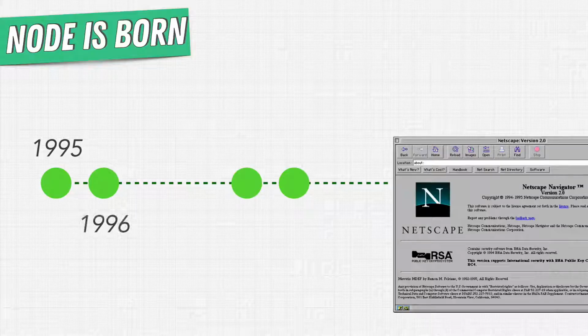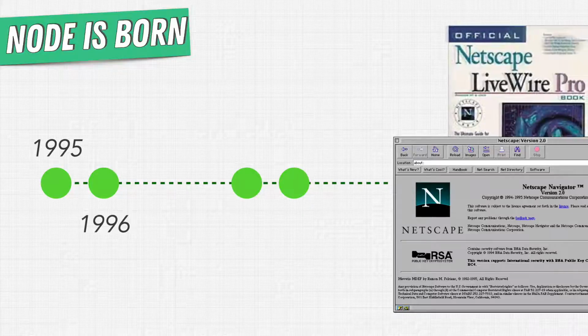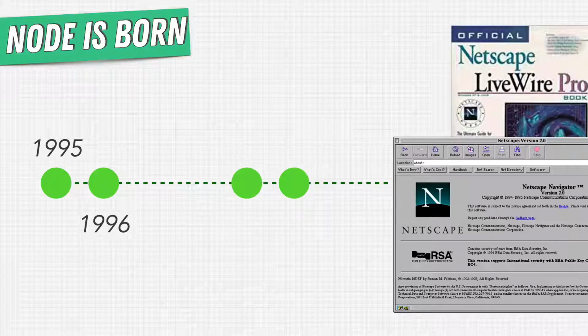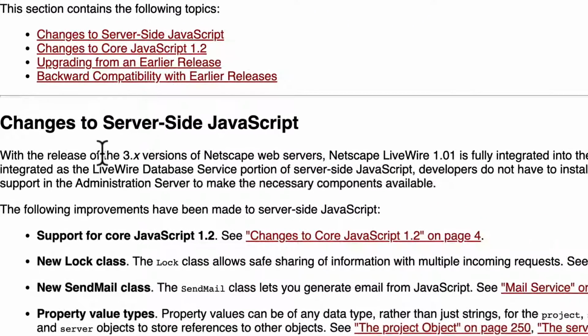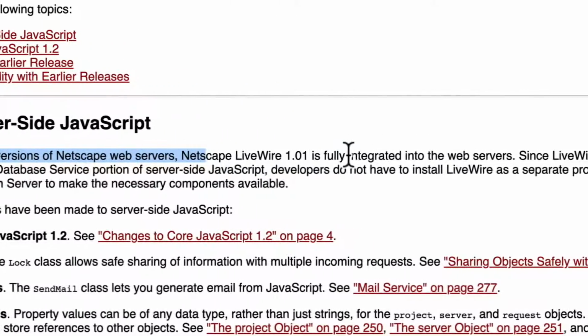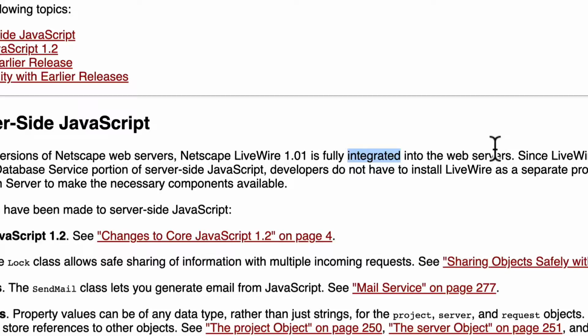Now in 1996, Netscape had a great idea. With version 3 of their Netscape Navigator, they introduced something called Netscape LiveWire, a way to create dynamic pages using server-side JavaScript. Hey, we've heard that term before. As a matter of fact, we can even see the press release when they announced it in 1996. With the release of 3.0 version Netscape web servers, Netscape LiveWire is fully integrated into web servers.